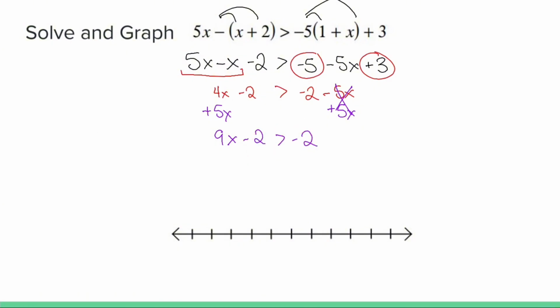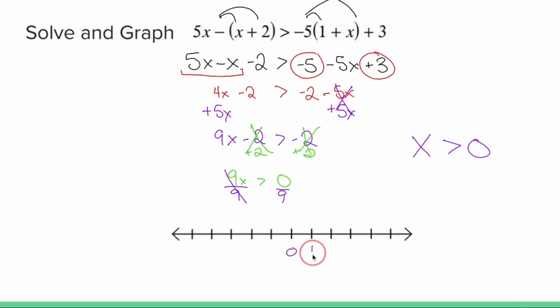Now, this is good news. Why? Well, since I have negative 2 on the left and negative 2 on the right, by adding 2 to both sides, they both cross out, leaving me with 0, and it's about to make my life a whole lot easier. Because the last step is to divide both sides by 9. And when you divide both sides by 9, let me write it over here, 0 divided by 9 is 0. So my answers are going to be any number greater than 0, but not including.